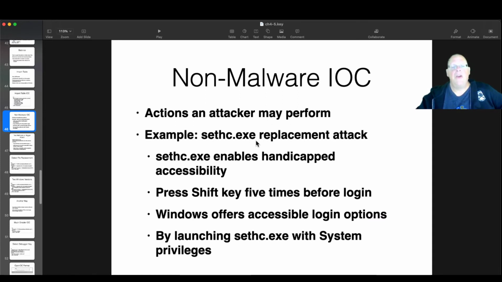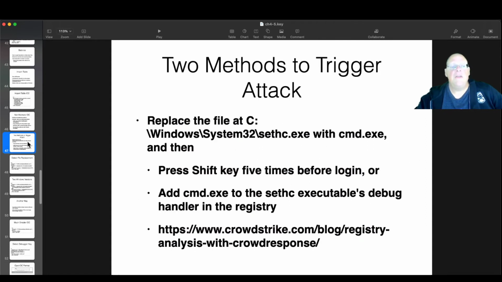So here's an attack, for example. SethC is a handicapped accessibility file. So if you press Shift 5 times, it will then offer to open an on-screen keyboard because you wish to log in with some other technique besides typing on a keyboard, because perhaps you're handicapped and you can't type on a keyboard. And that's fine, but if you replace seth.c with a different file, like almost always, cmd.exe, then you press Shift 5 times and a command prompt opens as system. And now you can type commands in there and execute commands even though you didn't have a valid name and password to log in. It's one of the common tricks to hack into a system. And so you might want to detect if people have been doing that.